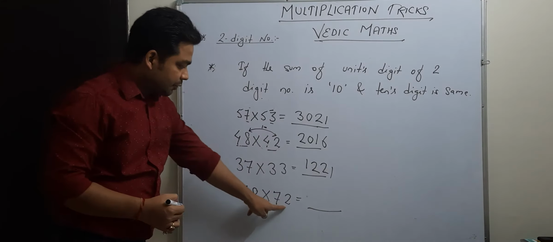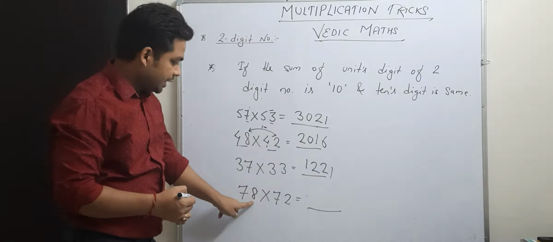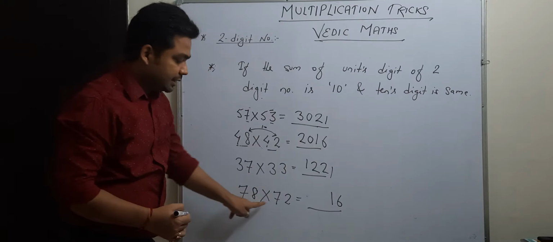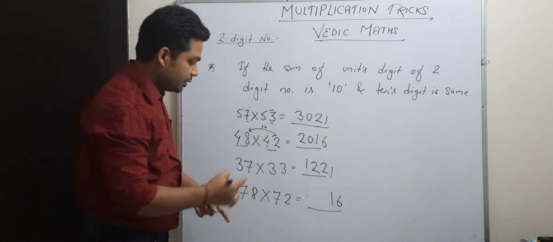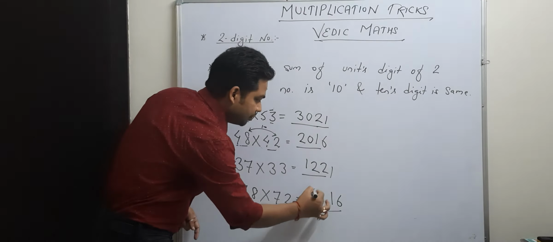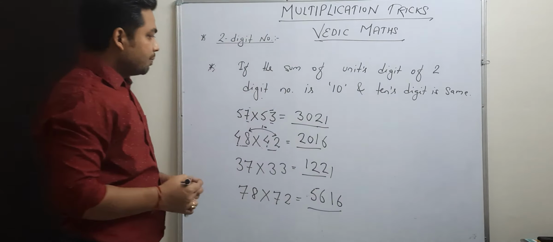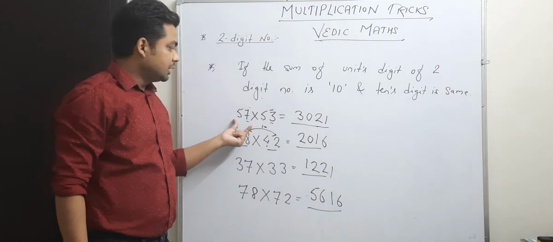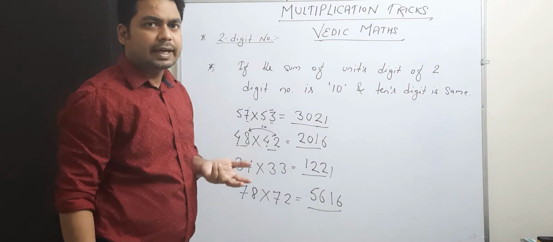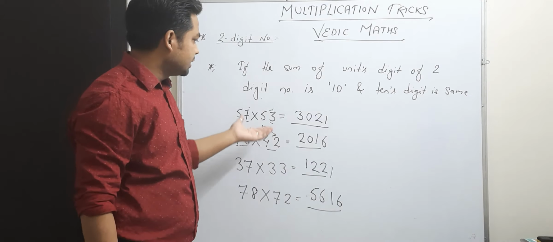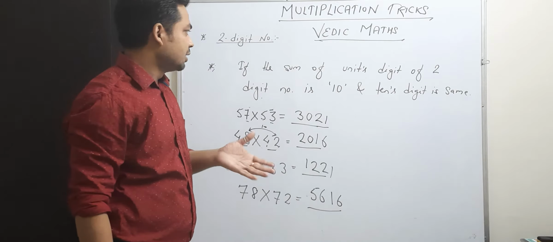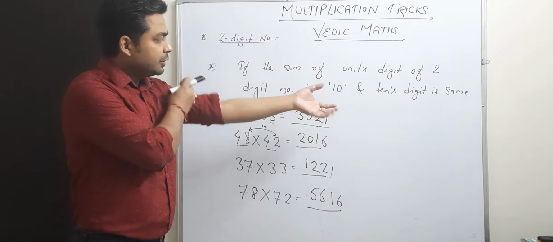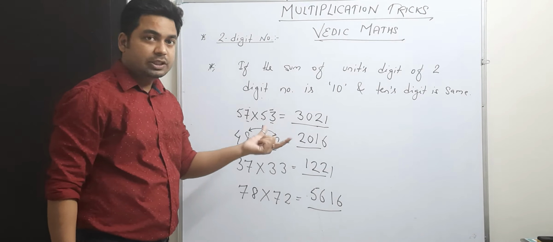In this case, we can also do the same method. 8 twos are 16 and 7 is the tens digit, so the successor of 7 will be 8. 7 eights are 56. So by this trick, you can easily solve the multiplication of two-digit numbers within 2 or 3 seconds. It will hardly take 2 or 3 seconds. So it is the best method. This is the Vedic maths by which we can solve the multiplication of two-digit numbers.